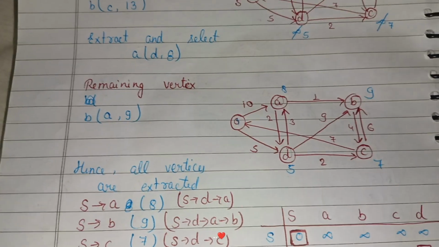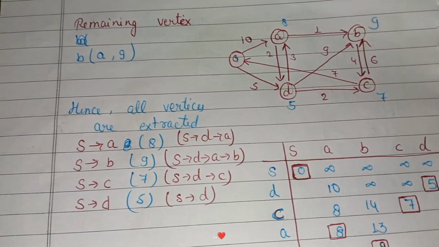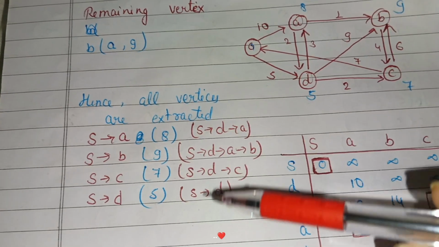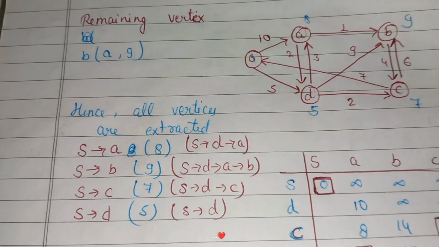Now only vertex B is left. Distance of B is 9, so we extract it. At this point, all vertices have been extracted and Dijkstra's algorithm stops.